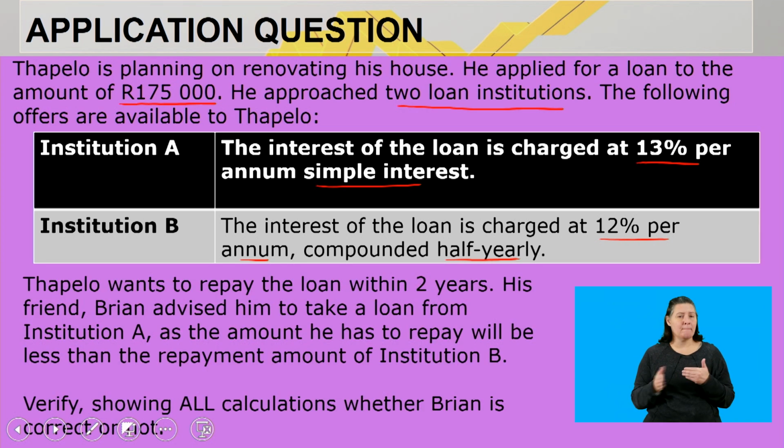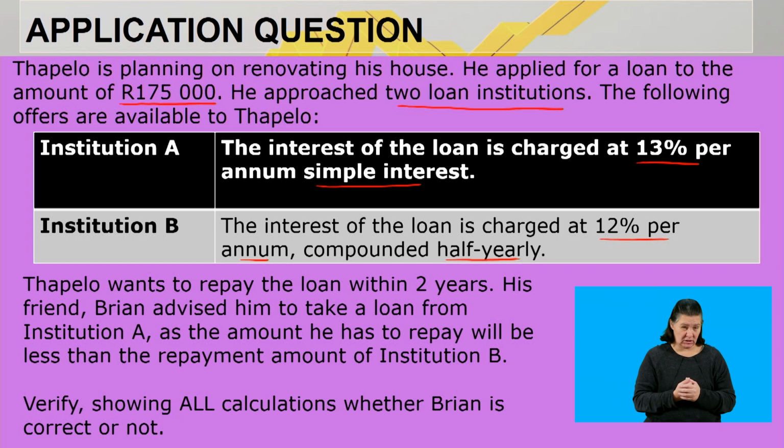What else is important? Tapelo wants to repay this loan within 2 years' time, right? His friend Brian advised him to take a loan from Institution A, as the amount he has to repay will be less than the repayment amount of Institution B. Now the question that we need to answer is: verify, showing all calculations, whether Brian is correct or not.